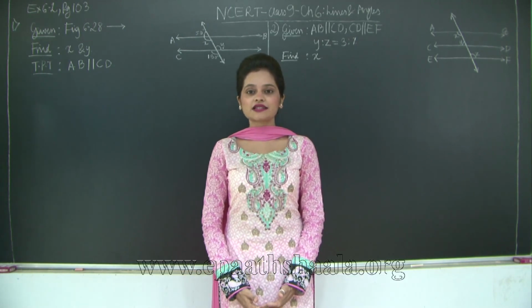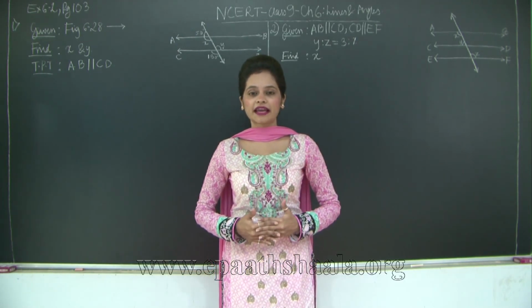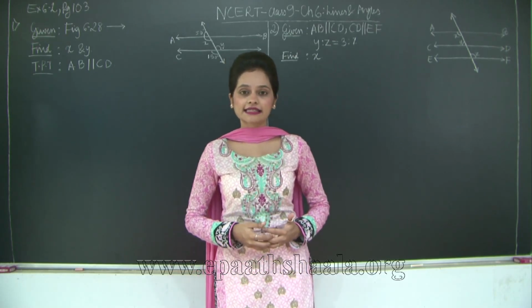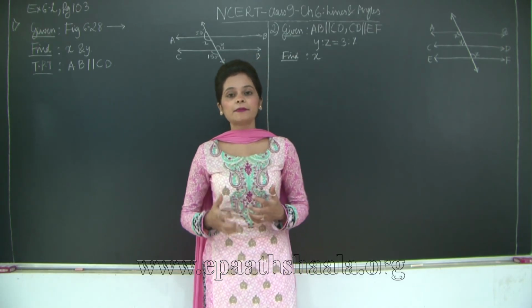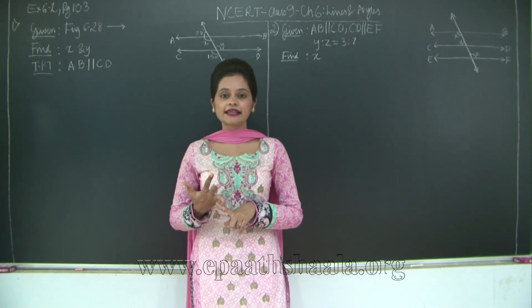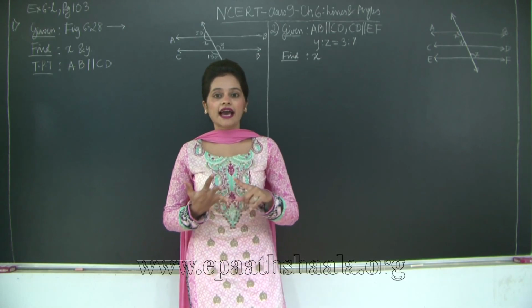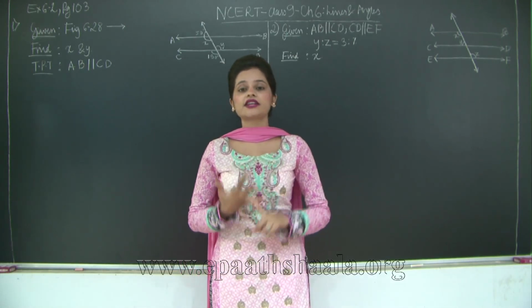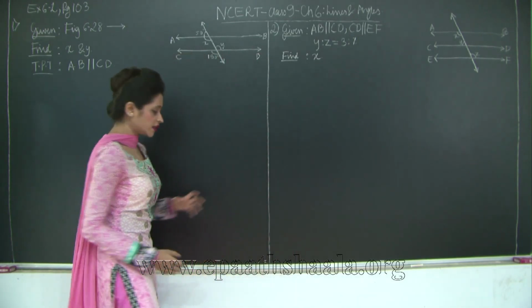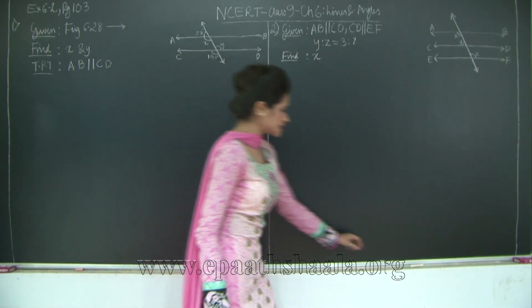In the previous class, we learnt about lines parallel to the same line, and we learned that when two lines are parallel and a transversal intersects them in two distinct points, then a pair of angles are formed, which were corresponding angles, alternate interior angles, alternate exterior angles, and interior angles on the same side of the transversal. So let's quickly revise that before we proceed with solving exercise 6.2.